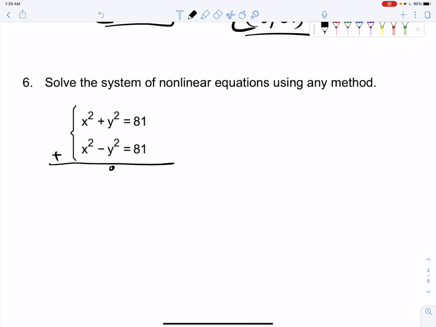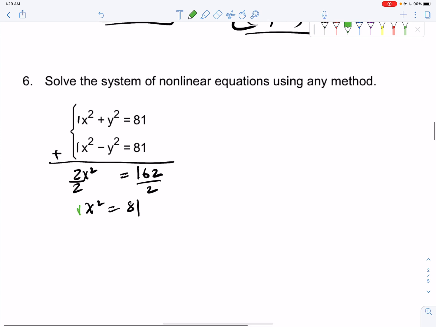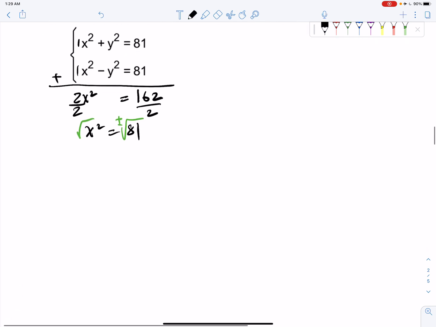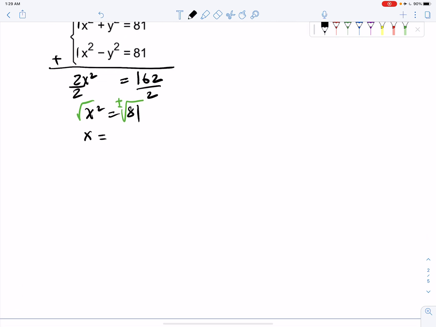It's ready to go. 1x squared plus 1x squared is going to give me 2x squared. And 81 plus 81, well, that's going to give me 162. Okay, so we know that's 0. I don't need to show that right there. I'm going to have to divide by 2, which gets me back to 81. How convenient. Then I square root both sides, and we don't forget our plus or minus. We're going to end up with x equals plus or minus 9.